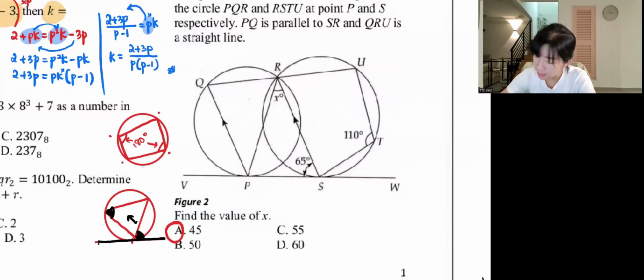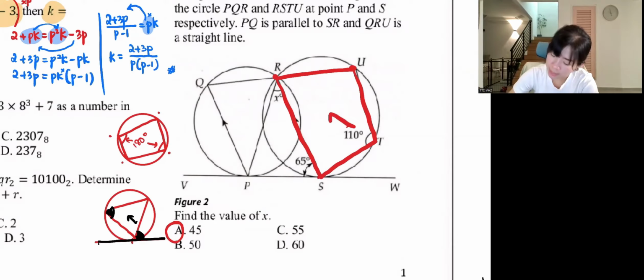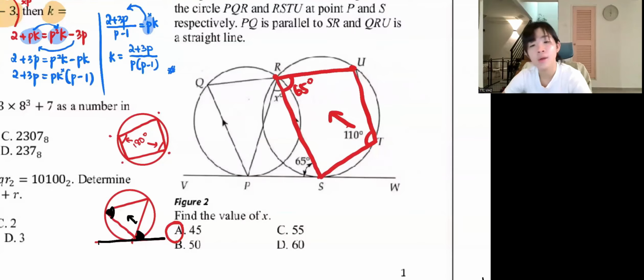Now, how to get A? Okay, I see 1, 2, 3, 4. So you see 4 points touching this circle, so this is a cyclic quadrilateral. Opposite of 110. This 110, so I know this is 65. Oh, okay, sorry, it was 65. So this one is 70 degrees. Okay, then what else can we label?